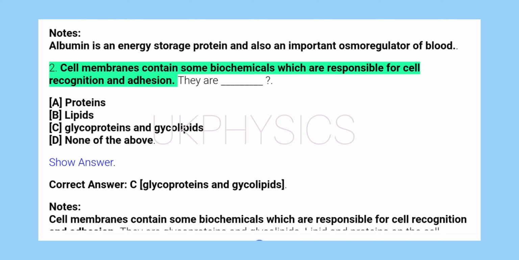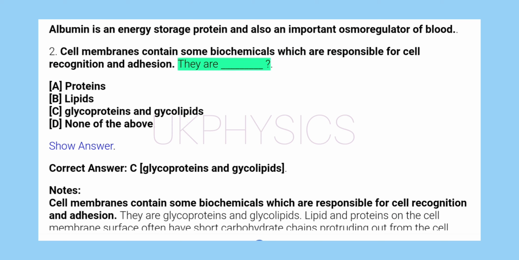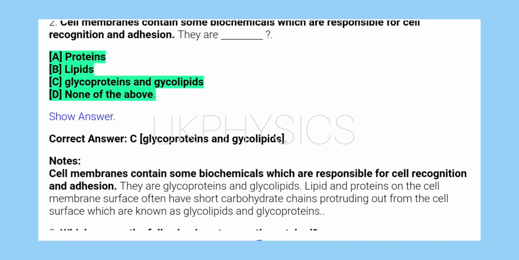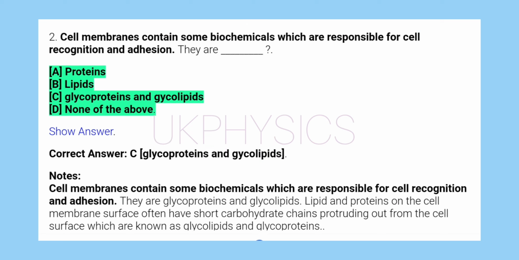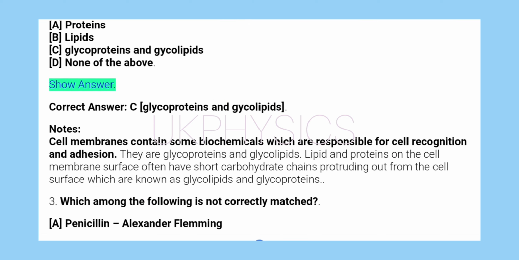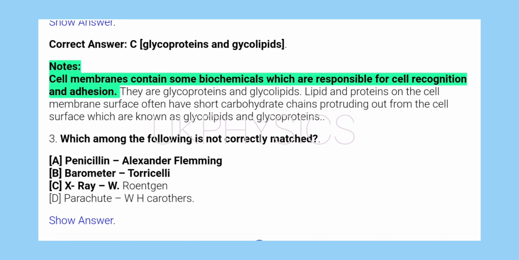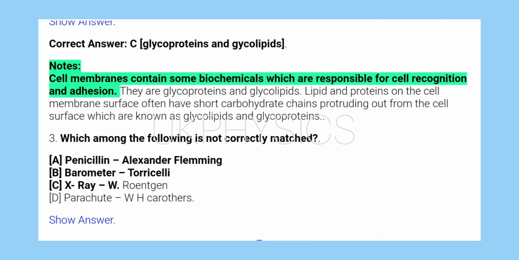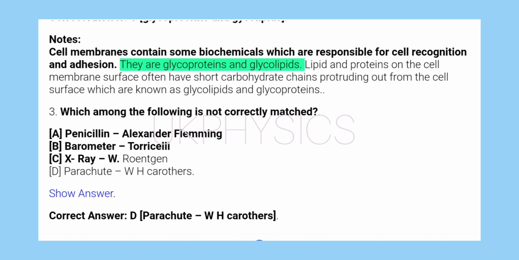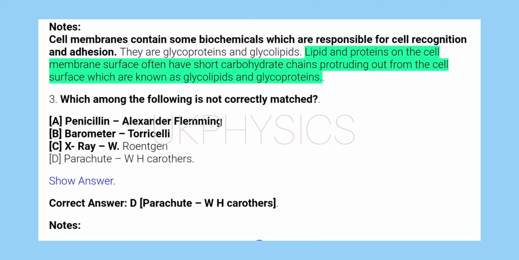2. Cell membranes contain some biochemicals which are responsible for cell recognition and adhesion. They are blank. A. Proteins, B. Lipids, C. Glycoproteins and glycolipids, D. None of the above. Show answer. Correct answer, C. Glycoproteins and glycolipids. Notes: Lipids and proteins on the cell membrane surface often have short carbohydrate chains protruding out from the cell surface, which are known as glycolipids and glycoproteins.